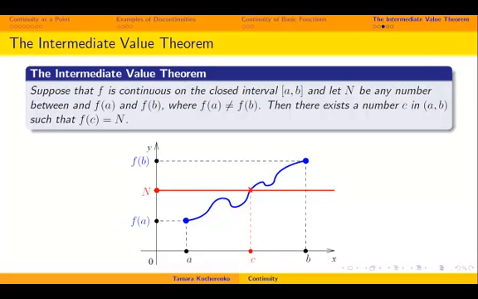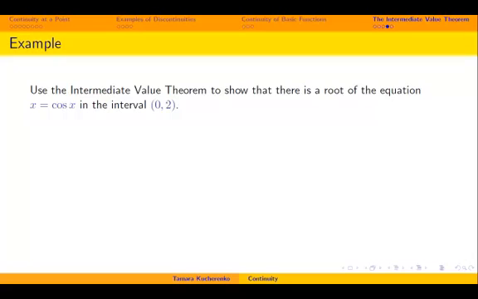One use of the intermediate value theorem is that it guarantees the existence of roots of equations even when they cannot be solved algebraically. In this example, we will use the intermediate value theorem to show that there is a root of the equation x equals cosine x in the interval (0, 2).